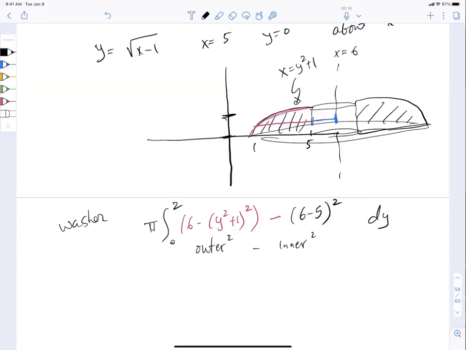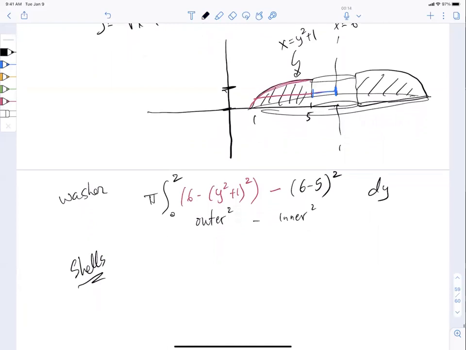Now, if I were to do this with the shell method, then I'm going to integrate with respect to x, because remember that's the difference when I'm rotating about something parallel to the y-axis. So I integrate with respect to x. X goes from 1 to 5.